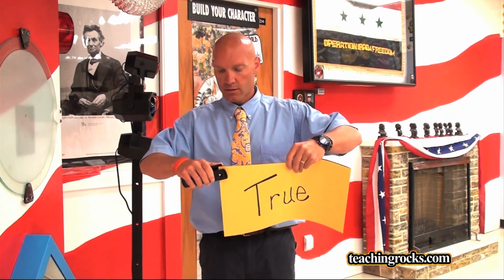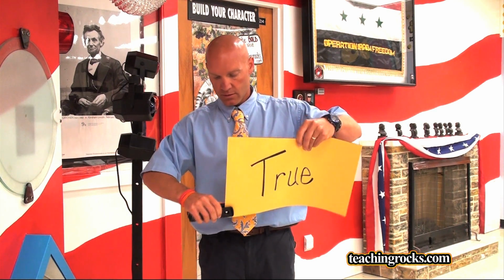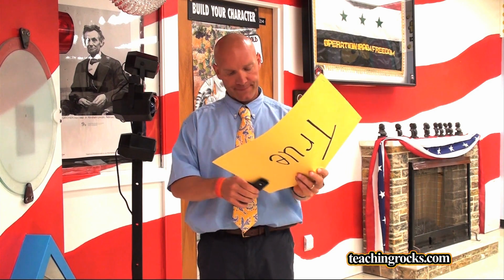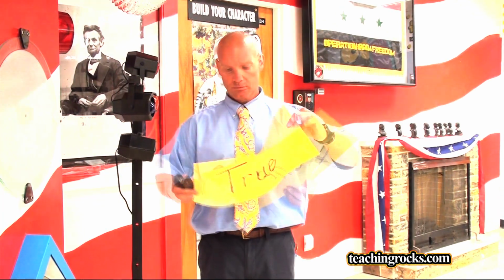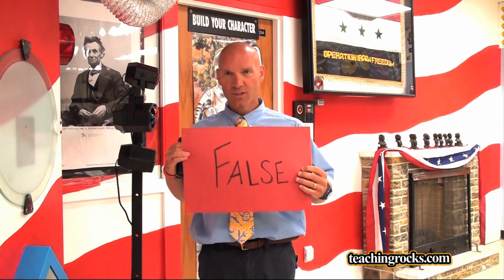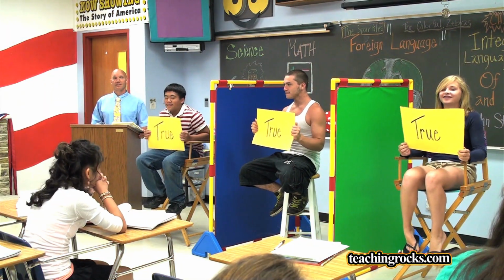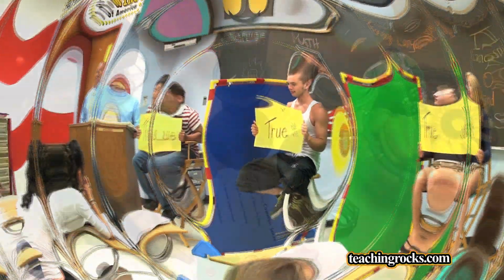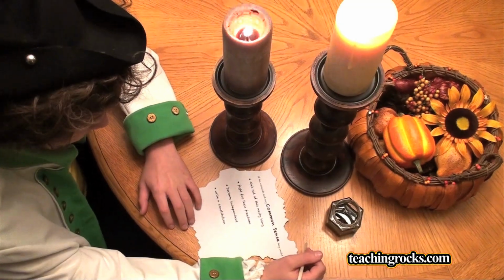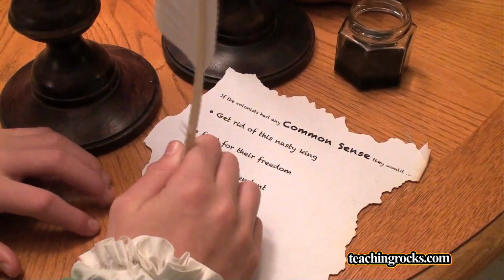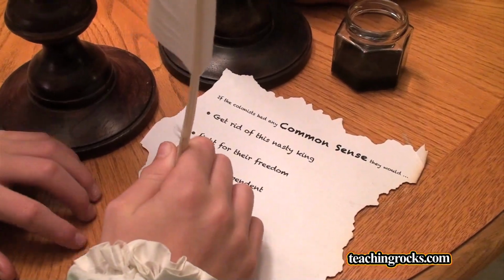For instance, true and false signs can quickly be designed for questions such as, the number 31 is a prime number. True. The novel, The Call of the Wild, was written by Herman Melville. False. It was written by Jack London. The magnitude of an earthquake can generally be measured with a Richter scale. True. Thomas Jefferson wrote a pamphlet entitled Common Sense. False. It was Thomas Paine.